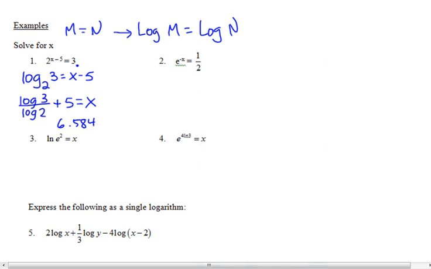I'm going to show you one other way, and that's using the above. If m equals n, then we know log m equals log n. So if m equals n, the natural log of m equals the natural log of n.